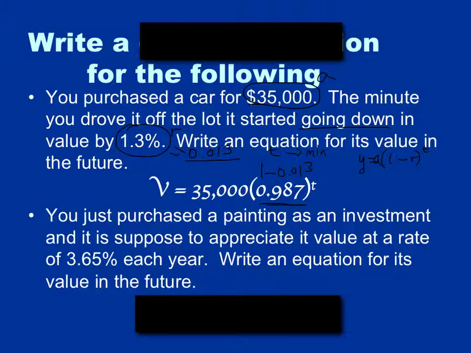It's going to become worth more every year, and the rate is it's going to increase at a rate of 3.65% per year. That means every year it's going to be worth 3.65% more of its previous amount. Okay, so what would be its equation? Well, this is now going to be a growth, so it's going to be a 1 plus r to the t. So that's my equation.